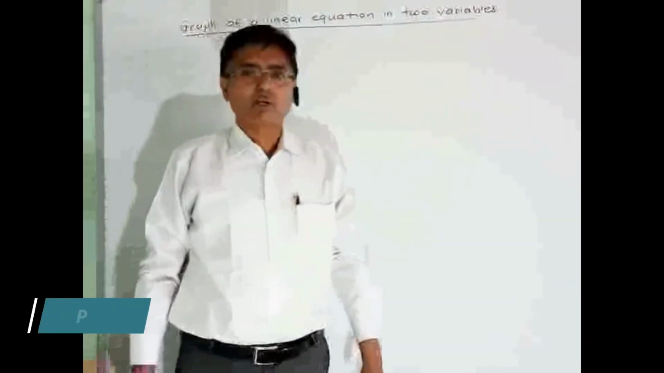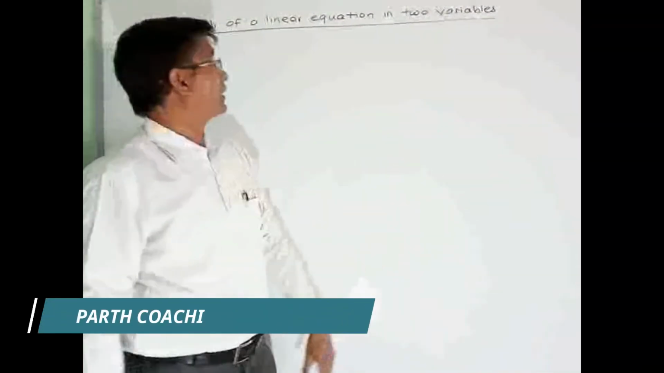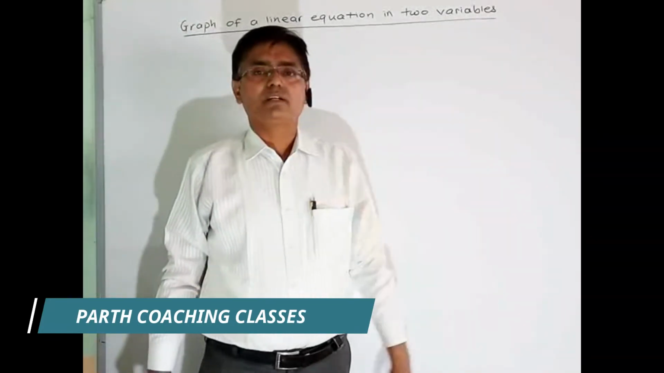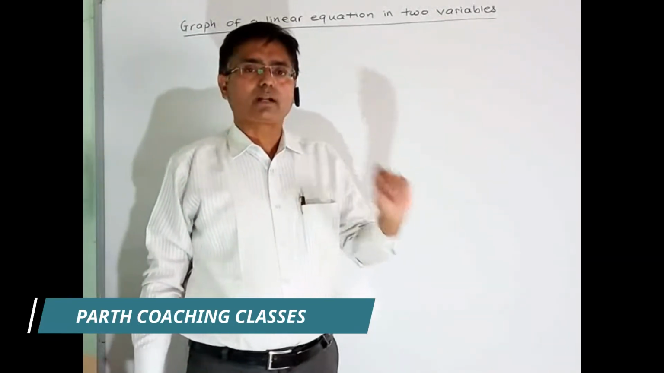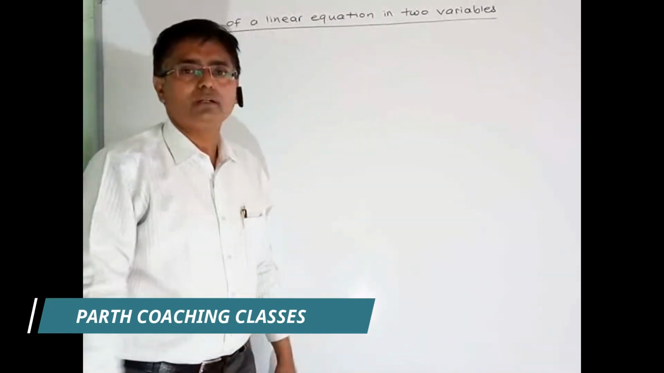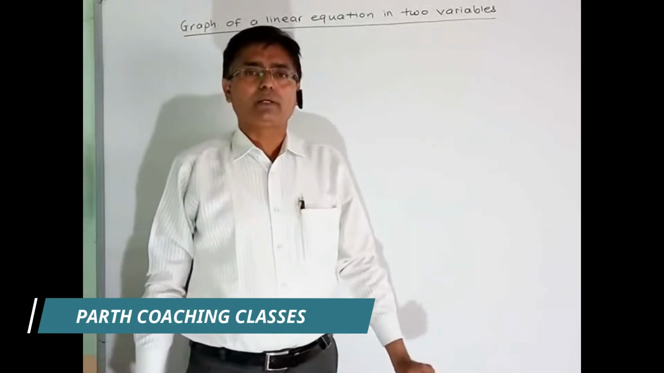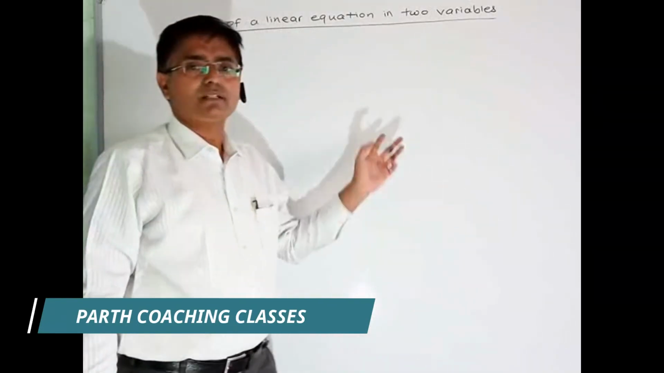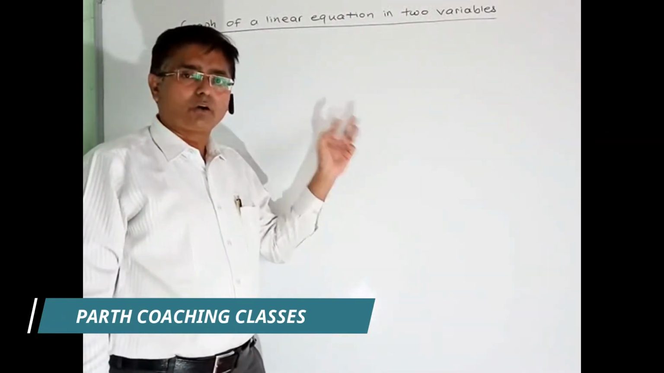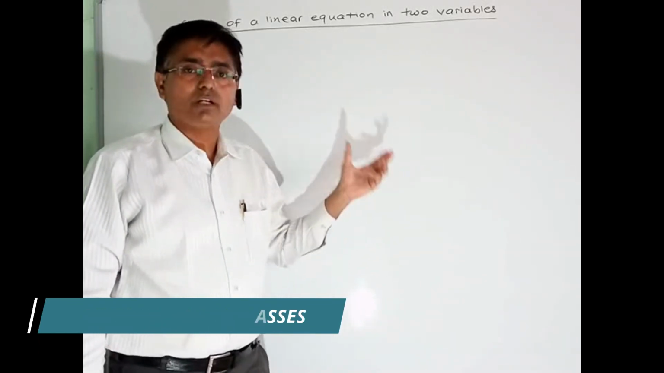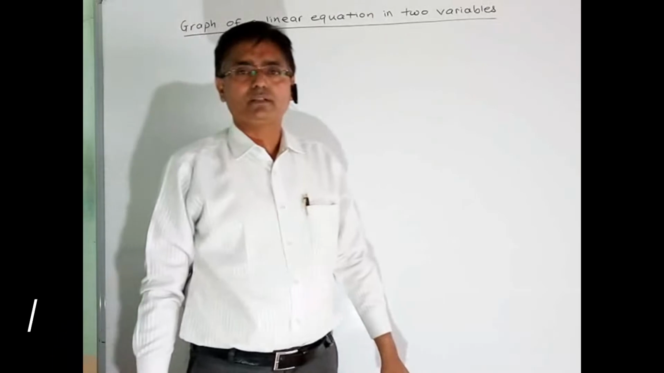Hello friends, today we are going to learn the new topic, that is graph of a linear equation in two variables, and that graph is a straight line. To draw the graph, you will have to plot the points on a graph paper. For that, you will have to find an ordered pair which satisfies the given equation. That ordered pair represents the point, and that ordered pair is also the solution of that equation.